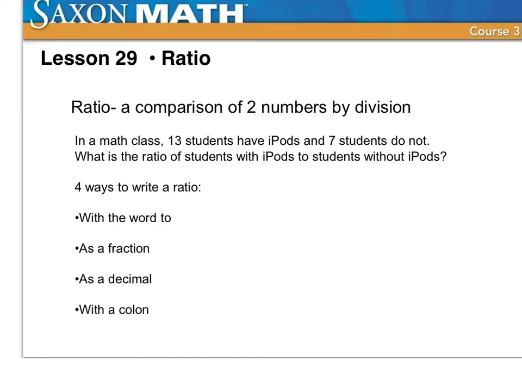Okay, here's lesson 29. We're talking about ratios today. A ratio is simply a comparison of two numbers by division. So we want to tell how two things relate to each other, and we do that by division. So here's what we mean.